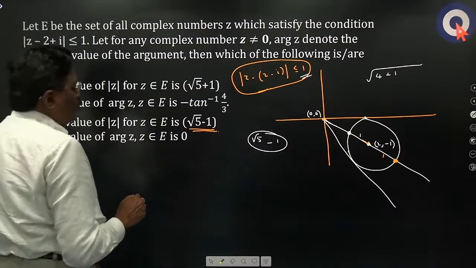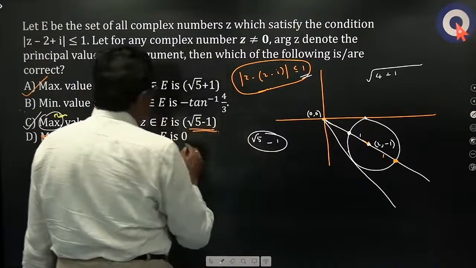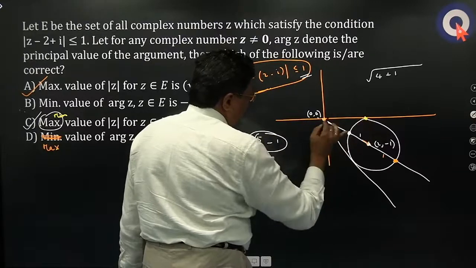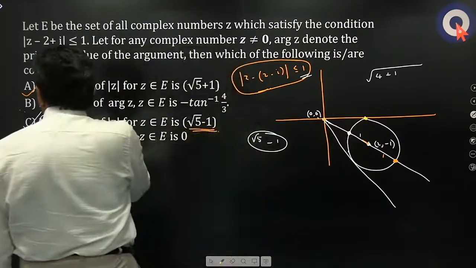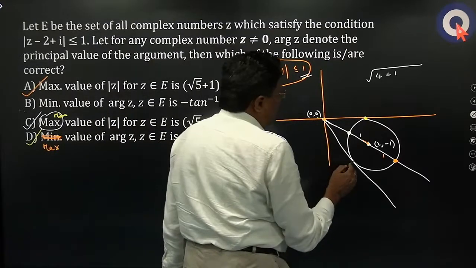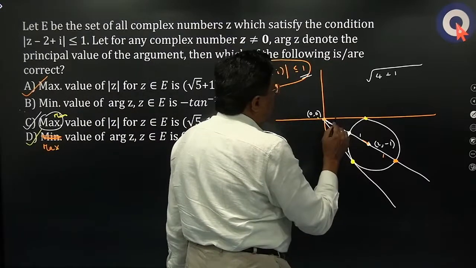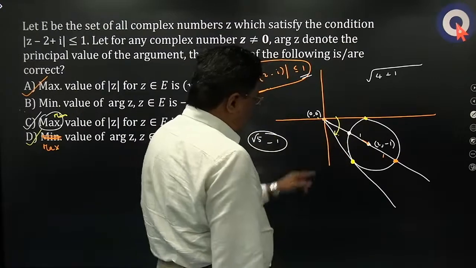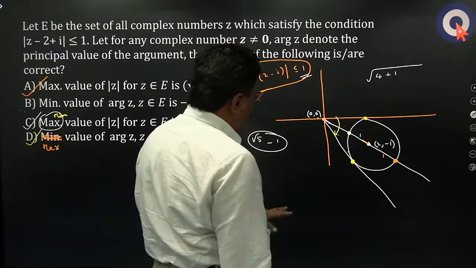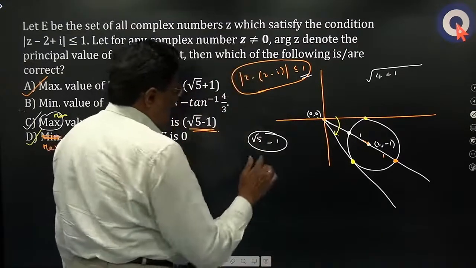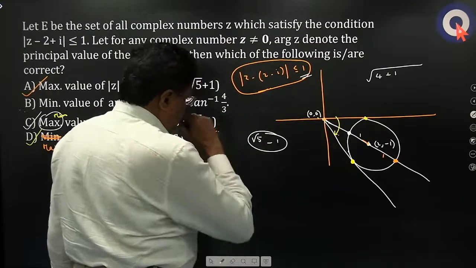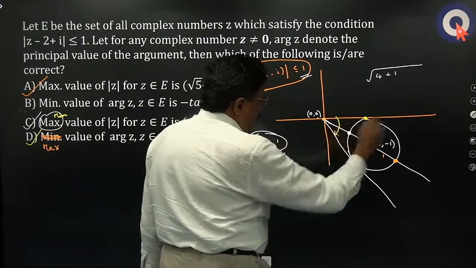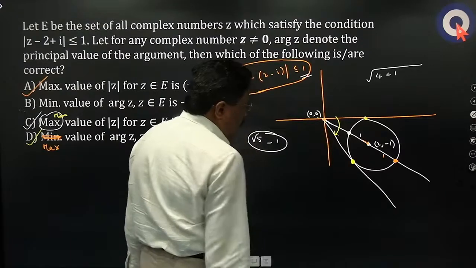So here the maximum value of arg z is 0, because when z is here, the argument will be maximum, which is 0. And when z is here, the argument will be minimum. So this value we have to find out. To find out this value, we shall use the circle concepts. So what shall we do? We shall find the combined equation of tangents. After all, the x-axis is one tangent and this line is also one tangent.